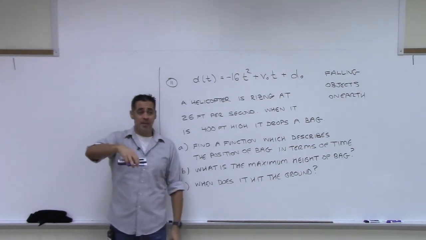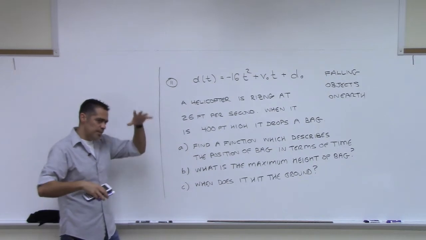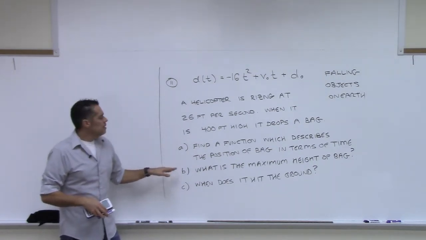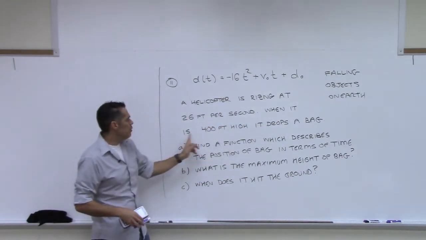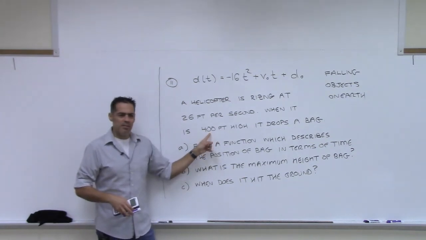And then it's going to drop this bag. So we're going to find a function which describes the position of the bag. But this second question, what is the maximum height of the bag? It drops the bag when it is 400 feet high. What do y'all think? Do you think 400 feet is the maximum height of the bag then? I'm seeing a lot of nods, yes.